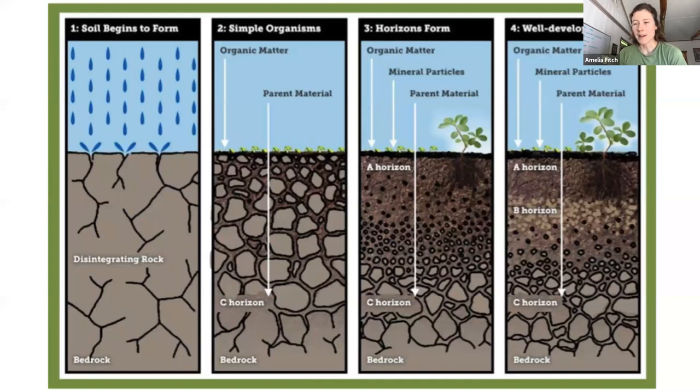So let's just back up a little bit and talk about soil in general. Soil begins to form basically from bedrock. And the first process of breaking down rock, disintegrating rock, is that water both physically and chemically breaks it down. So thawing and freezing creates cracks and breakage, but also the slight acidity of water dissolves rock. So hydrogen ions floating around in water act as a chemical agent to break rock down.